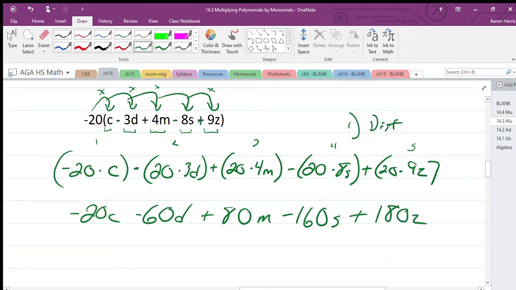Now, this is a C family, D family, M family, S family, Z family. There's nothing I can simplify, and it's all in alphabetical order, so that is your final answer. Your polynomial has what? How many terms? 5 terms. What's the highest degree? You're right, 1. So it's a first degree.